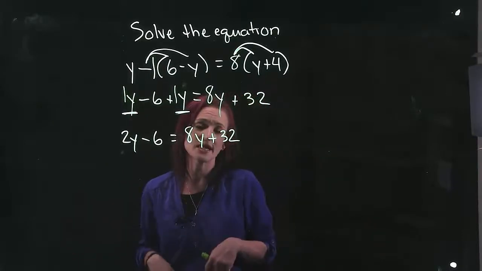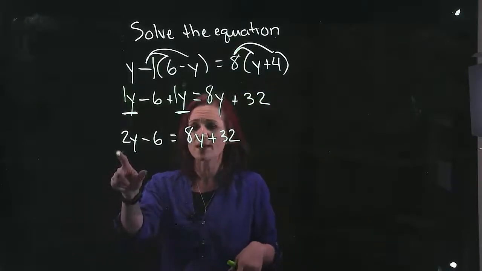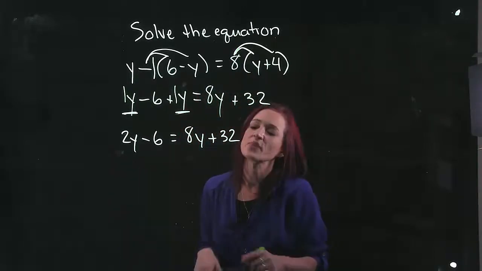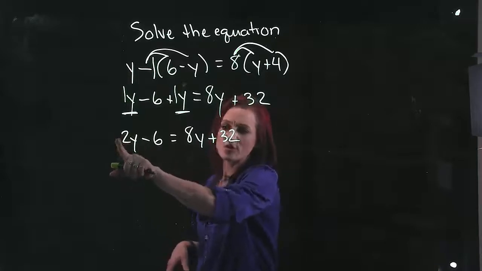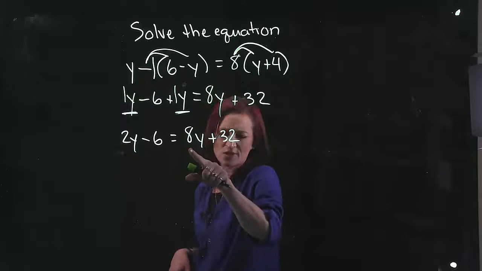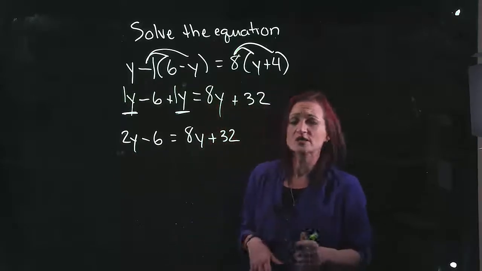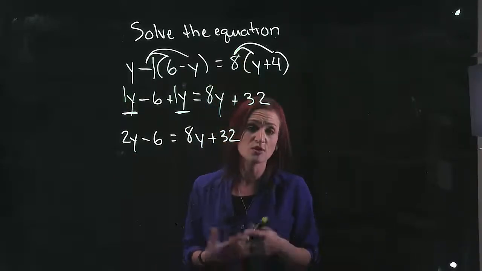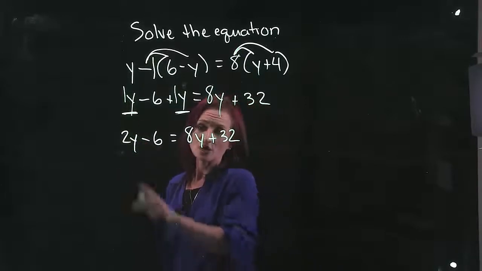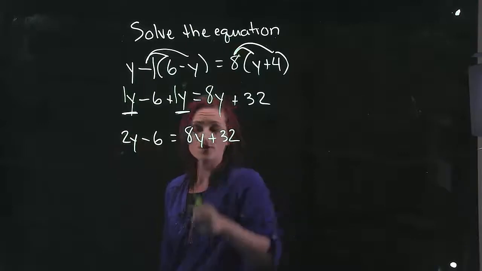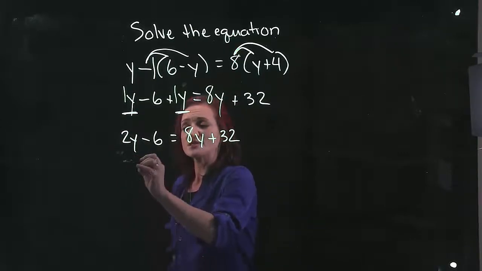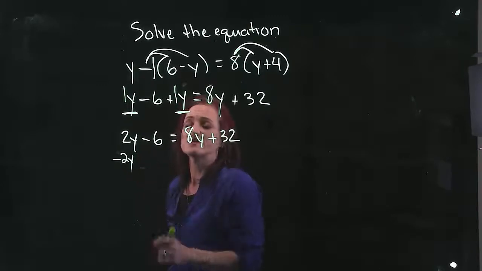So I always like to take care of the variables first. I have a 2y here and an 8y here. And what I want to do is join them together as one. So I typically take the smaller number and move it with the bigger one. So I want to take this 2y and join it with this 8y. When you move things from one side of the equation to the next, you do the opposite calculation of what you have. This 2y is positive, so if I want to move this 2y from the left to the right, I need to get rid of it by doing the opposite. So opposite of a positive 2y is a negative 2y.